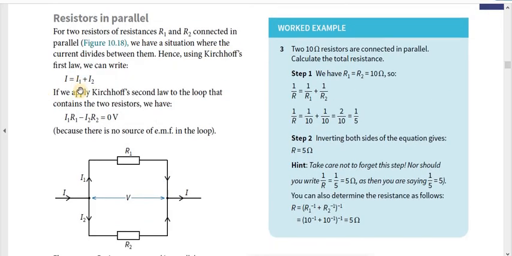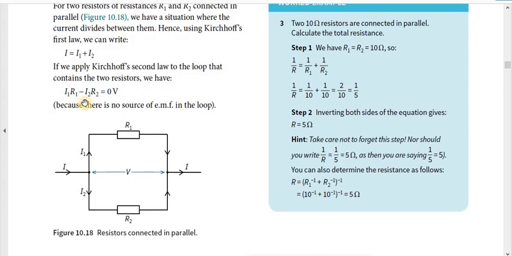Let's see here. So we have Kirchhoff's first law, which states that the sum of currents entering a point is equal to the sum of currents leaving the point. So I equals I1 plus I2. If we apply Kirchhoff's second law to the loop that contains the two resistors, we have I1 R1 minus I2 R2 equals 0 volts. Now we have this loop. We are applying it for that one because here there is no power source, no EMF anywhere. So the EMF is equal to 0 because there is no source of EMF in the loop.